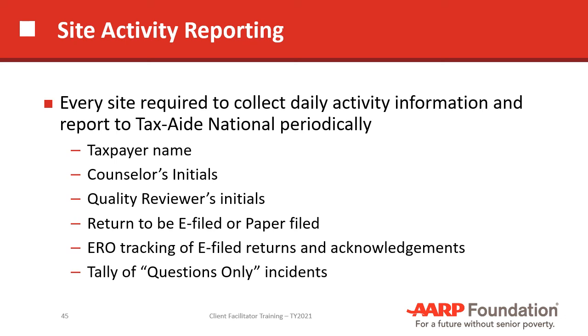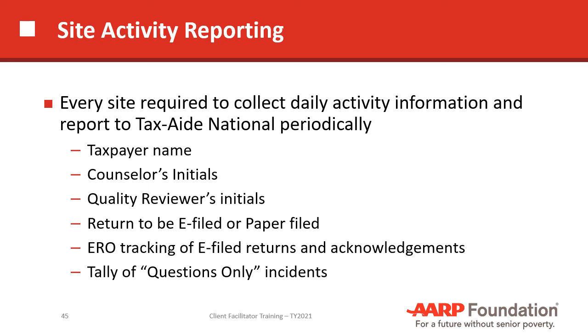There's a page for each day, and if necessary, you can fill out a couple of pages if you have that much activity. What's collected generally are the names of the various taxpayers that come to the site. Once the tax return has been assigned to a particular counselor, you'll note the counselor's initials on this page, and the quality reviewer's initials when it gets to that stage. Whether a return is to be e-filed or paper filed is also noted. Generally most of them are e-filed, but occasionally we do have some paper filed returns, and we need to keep track of those in a separate spot on the page.